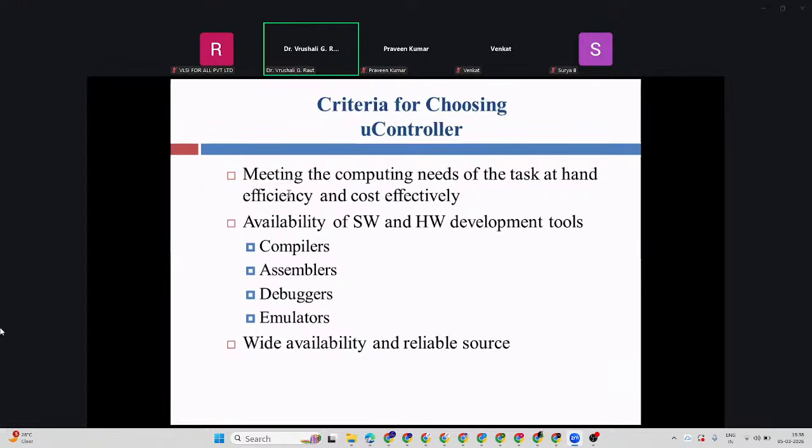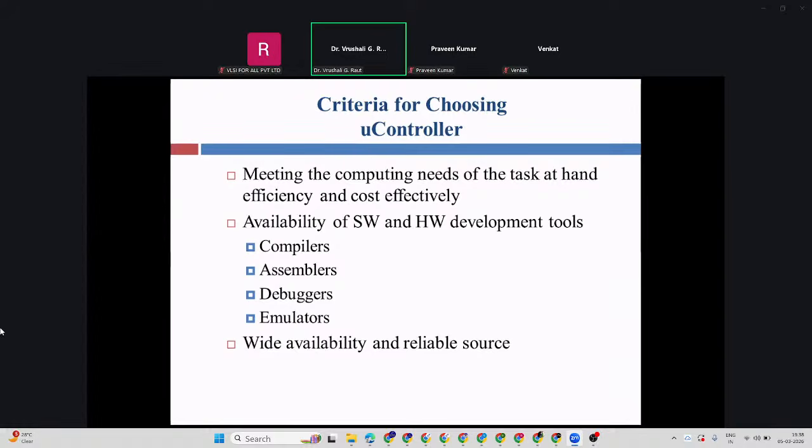Now, obviously, we are looking for efficiency, but along with efficiency, cost effectiveness is very important. In our project, we have to buy just one microcontroller to work on. It's okay if we spend more money on that microcontroller, asking for more features. But when the product has to be made, a number of microcontrollers are required. So in that case, we must care for cost effectiveness. That's why efficiency as well as cost effectiveness are two important things.